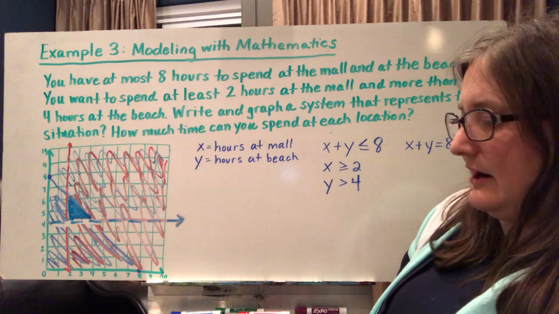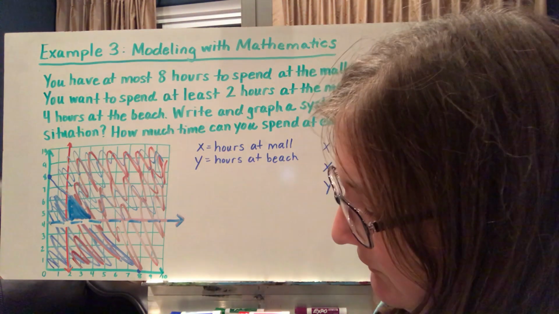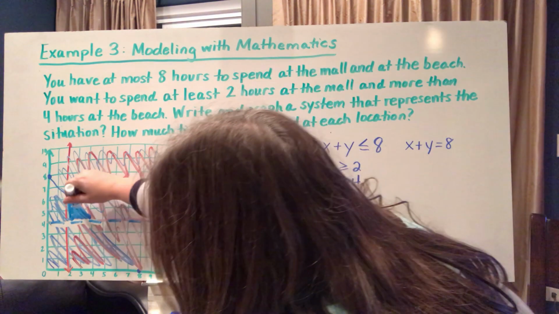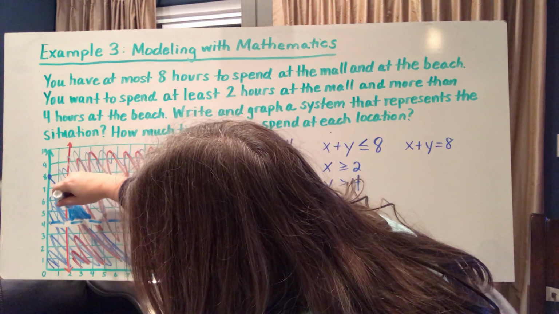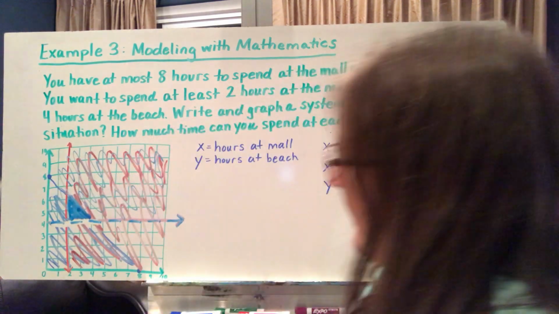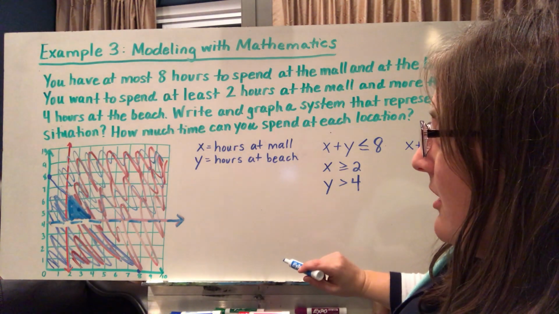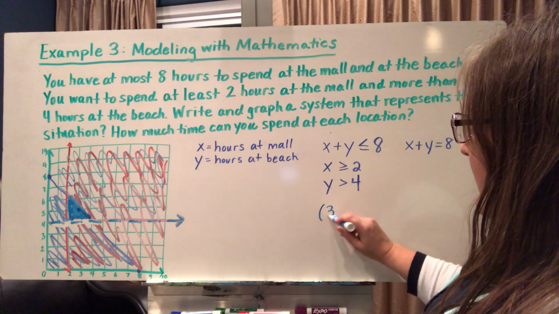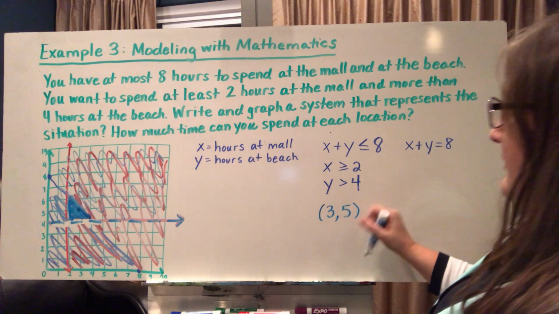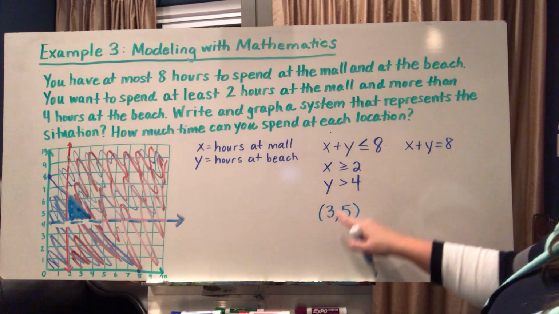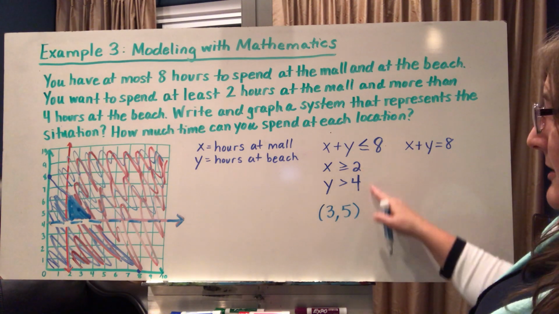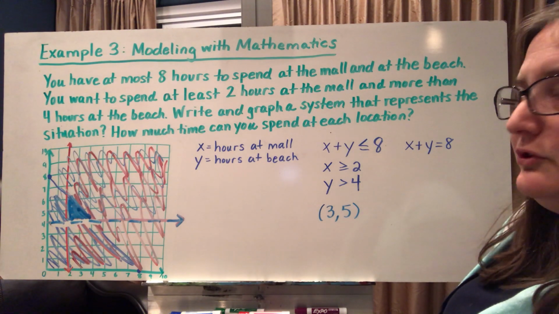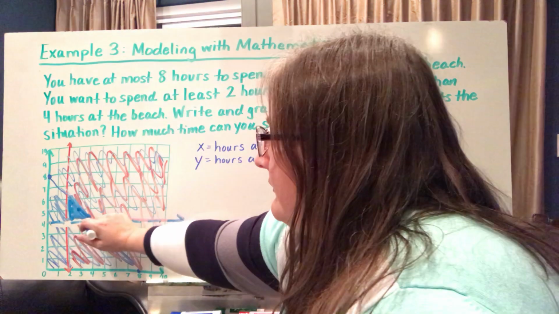So how much time can I spend at each location? I'm looking for a potential solution. Well, I could find this point right here, which says I can spend 3 hours at the mall and 5 hours at the beach. (3, 5). So this would fulfill my 8 hours. I would be spending more than 2 hours at the mall and more than 4 hours at the beach. It's one possible solution. I know that because it falls in this little triangle here.